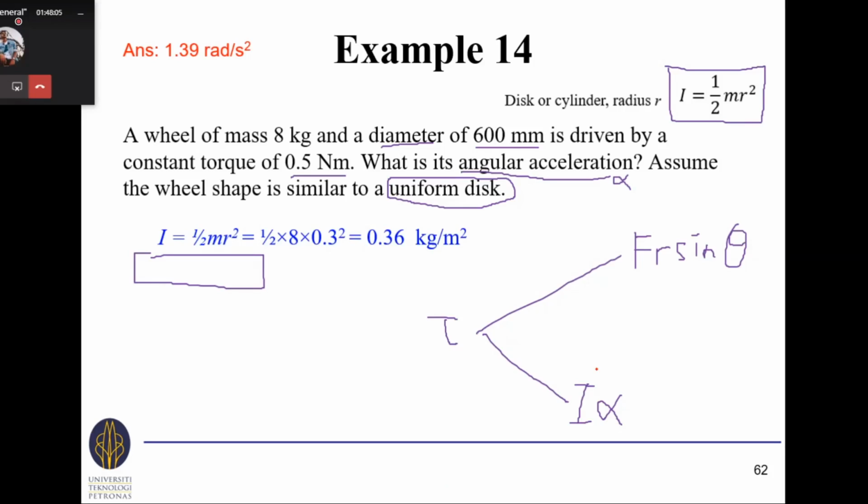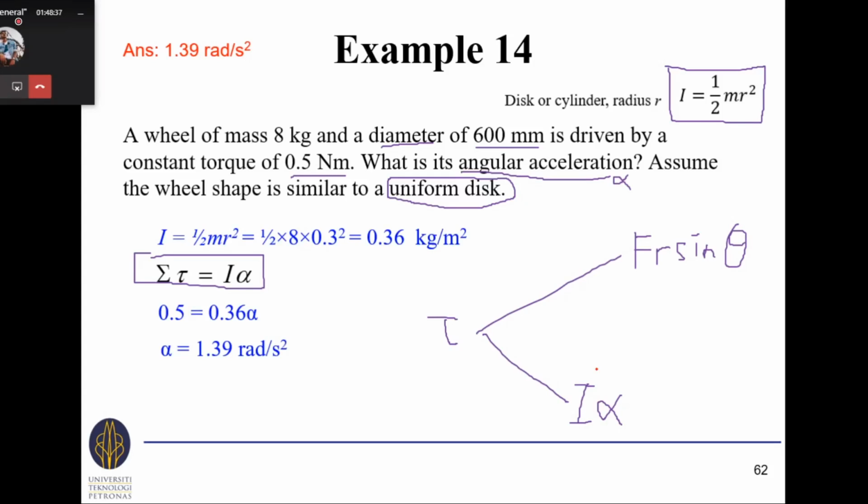For the disk, you will get 0.36 kg m square. And then torque equals I alpha. You will get 0.5 divided by 0.36, which gives 1.39 radian per second square. Okay, so in order for you to use the formula, you need to know what type of information is given.